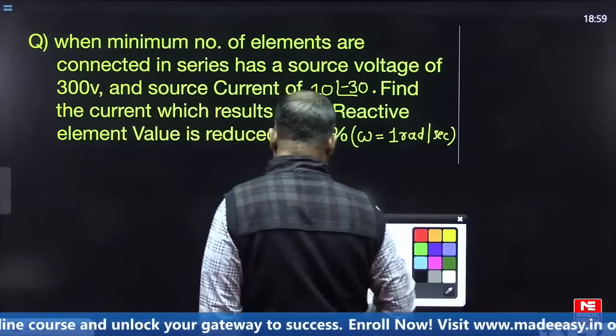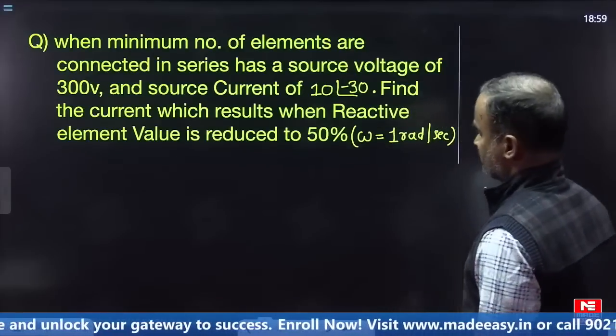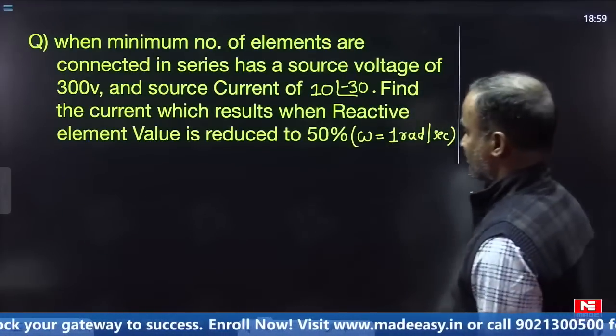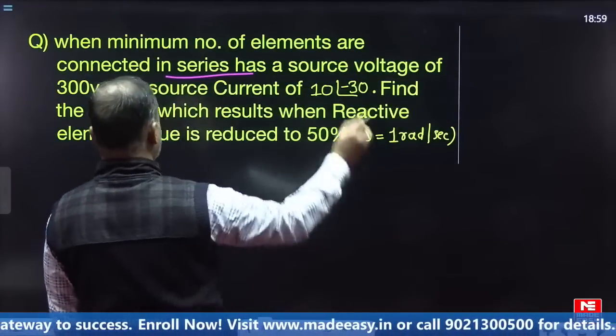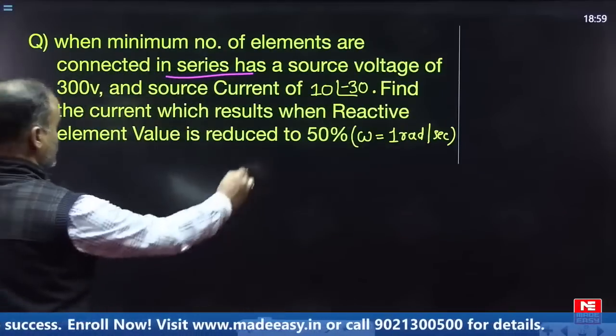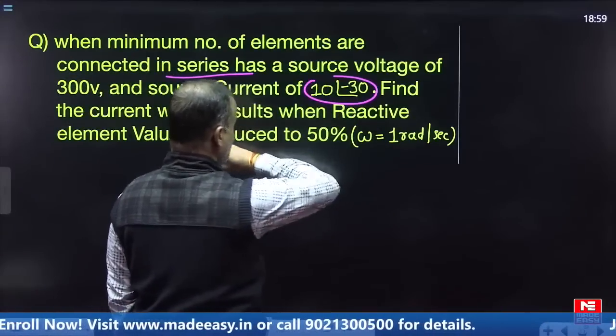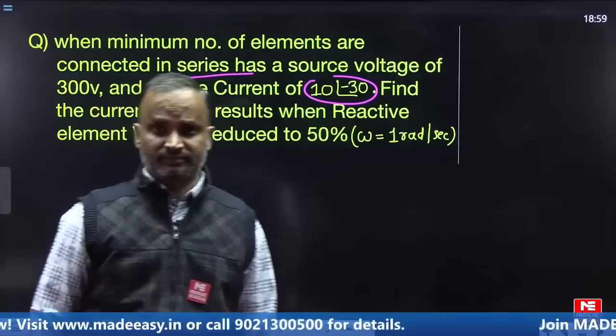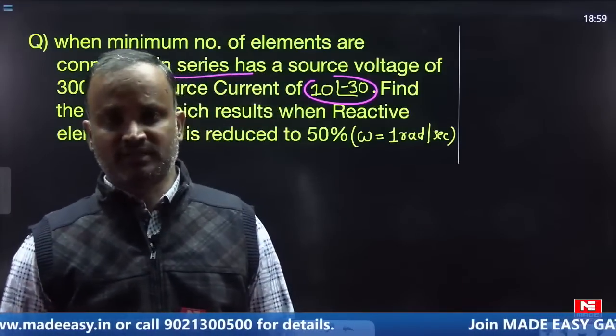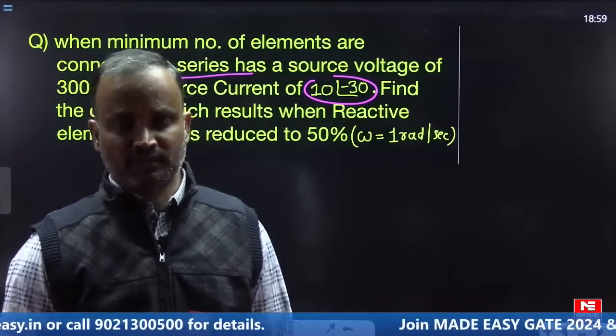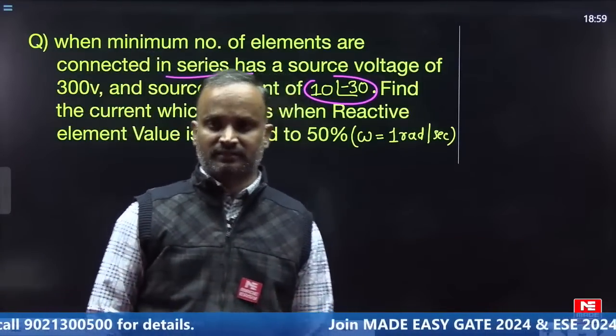Come to this one. For this one, the statement given is that a minimum number of elements are connected in series, and source voltage and source current are given. The source current angle is negative. That means indirectly you can conclude that the nature of the circuit is an inductive circuit, lagging current, minus means lagging current.